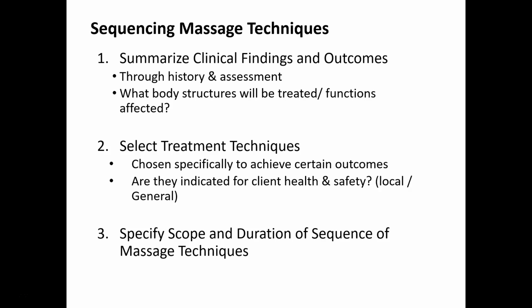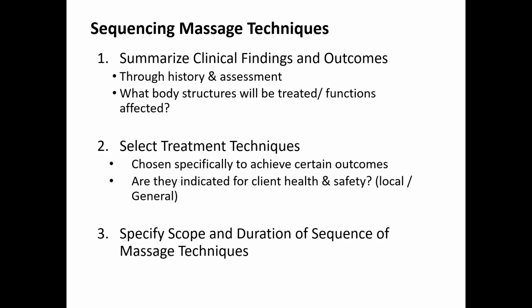Now, remember that we can have outcomes that are at the end of the full treatment plan or plan of care, but we also have to consider what's happening today and what we're going to do directly with our client when they get on the table and we walk in the room and begin our treatment. So are they indicated then for client health and safety? As I said, local versus general. Keeping in mind whatever you talked about with the client, are you going to be contraindicated or cautioned, or is everything indicated? And of course, specify scope and duration of the sequence of massage techniques.